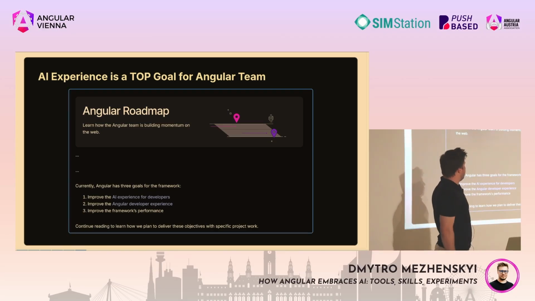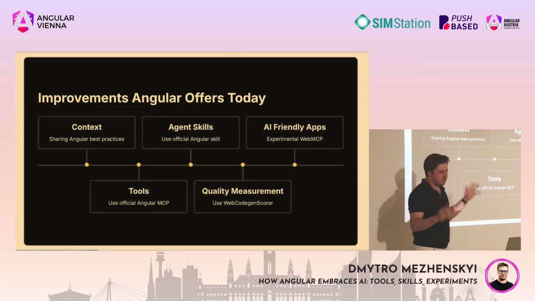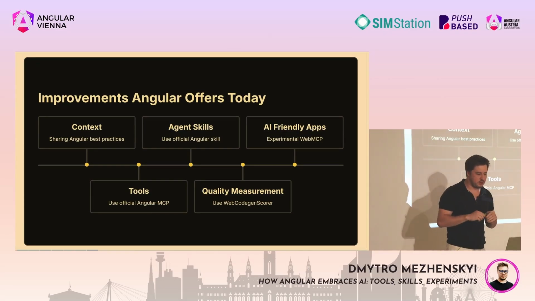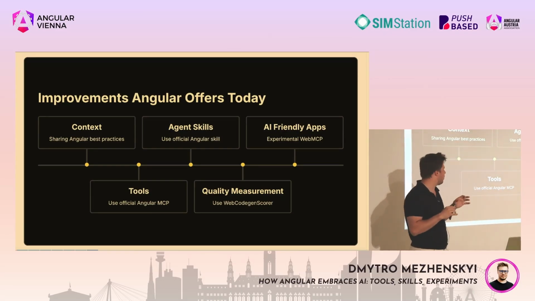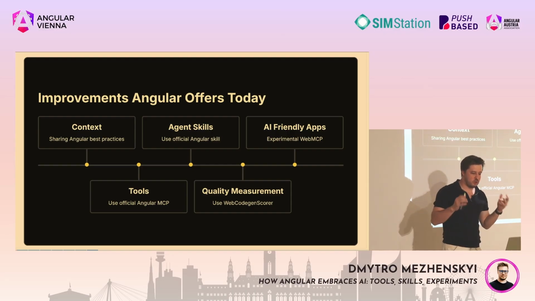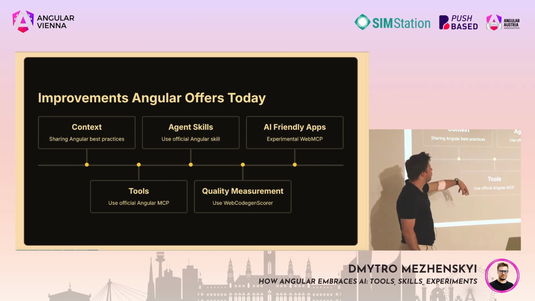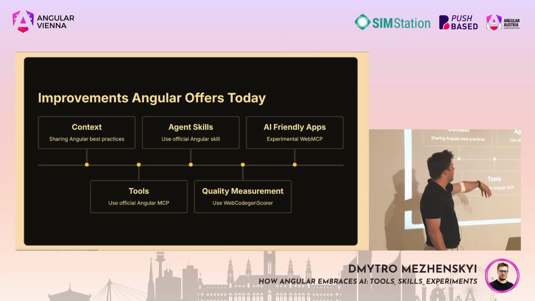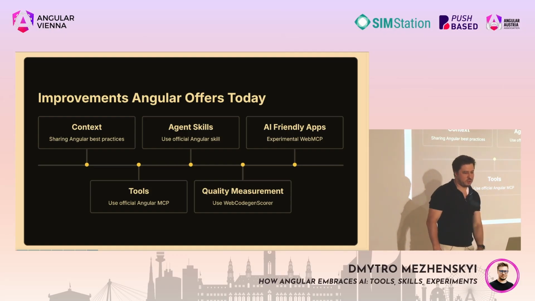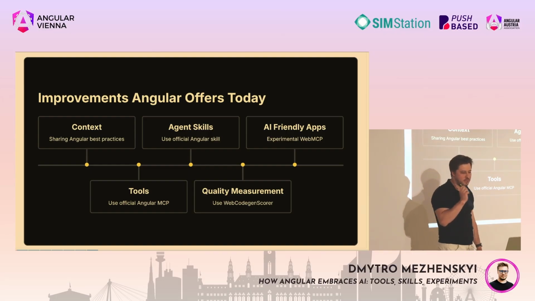So today we will take a look at a couple of aspects of where Angular already today can bring us some tools or things that could significantly improve the output of code generated by our agents. So we will talk about the context, about tools, about agent skills, how to measure the quality of the generated code, and we will see how to make our apps a bit AI friendly.